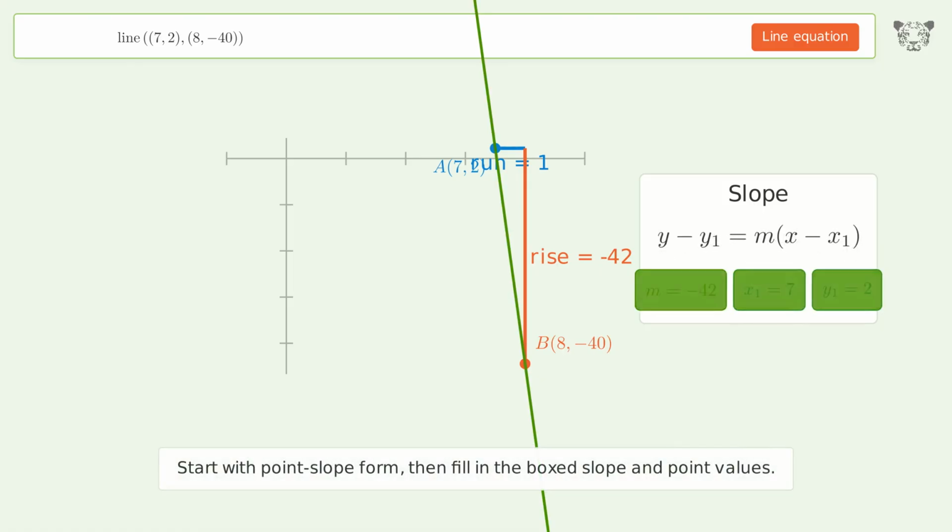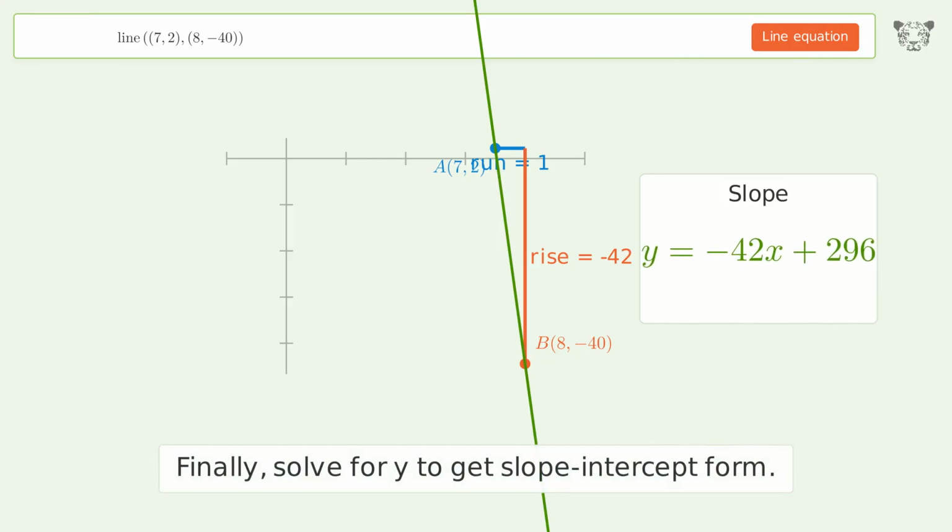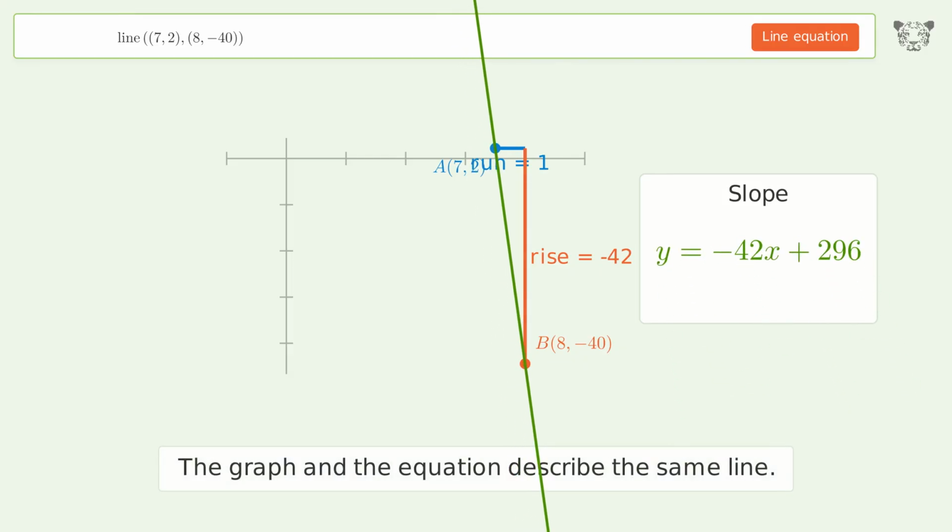Start with point slope form, y minus y1 equals m times x minus x1. Then fill in the boxed values, slope is negative 42, x1 is 7, and y1 is 2. That gives the specific point slope equation for this line. Finally, solve for y to get slope intercept form. The graph and the equation describe the same line.